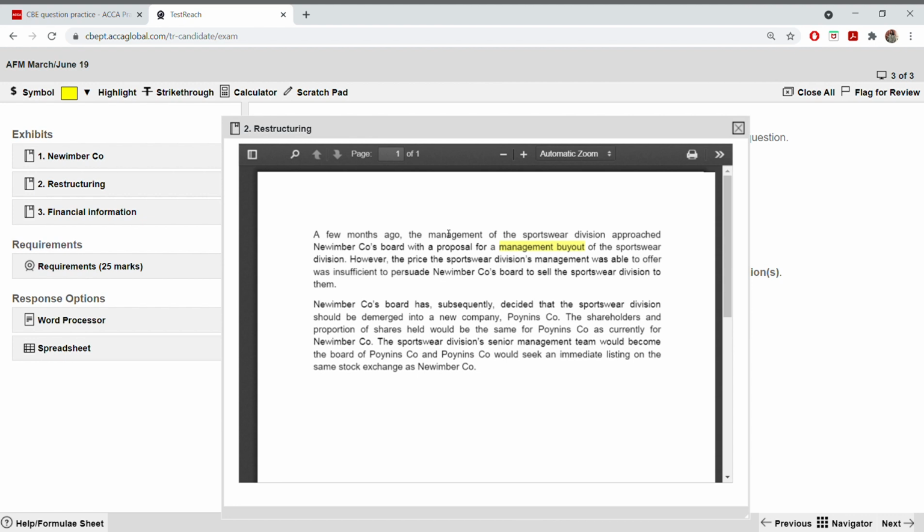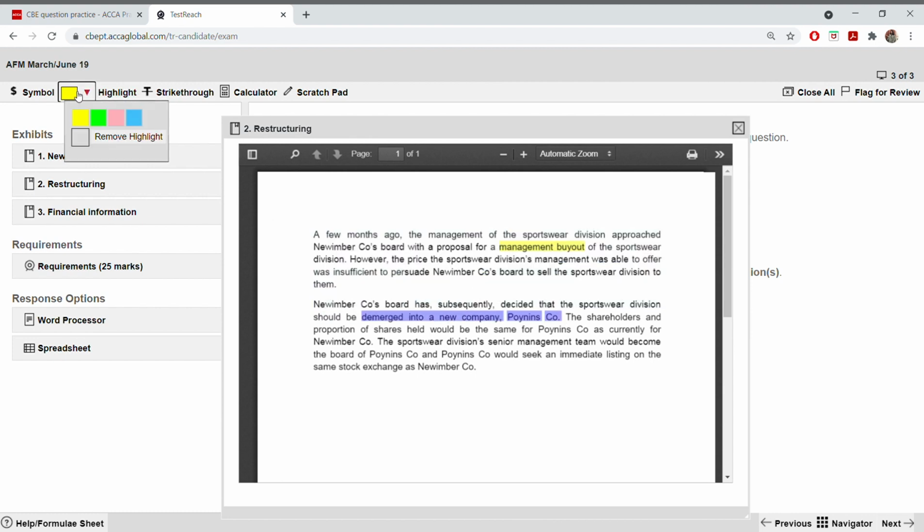Management buyout is when you are selling your division to the existing managers, the managers who have been working in your company. The shareholders are selling that part of the division, the sportswear division, to their managers. That is known as management buyout. However, the price the sportswear division's management was able to offer was insufficient to persuade the company board to sell, because they were not able to afford it. So the Newcomer board has subsequently decided the sportswear division should be demerged into a new company.